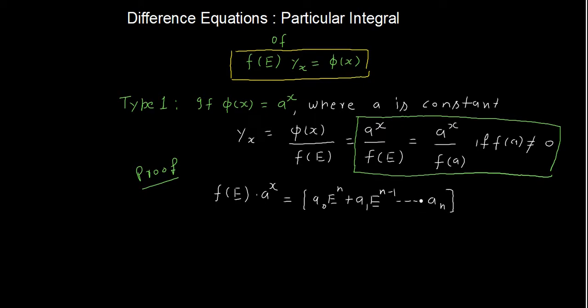Here we operate a^x with the shift operator, where E is the shift operator. f(E) is a polynomial of degree n, like f(x) = a0 x^n + a1 x^(n-1) + ... + an. In a similar manner, here the variable is E, so the general polynomial of degree n is a0 E^n + a1 E^(n-1) + ... + an.